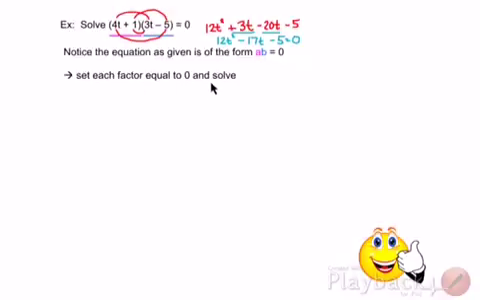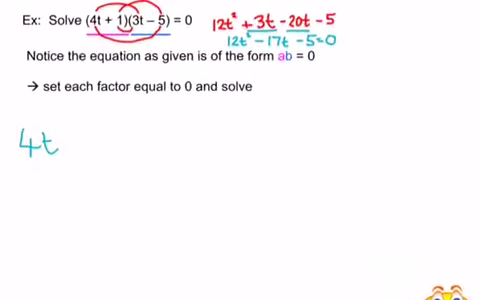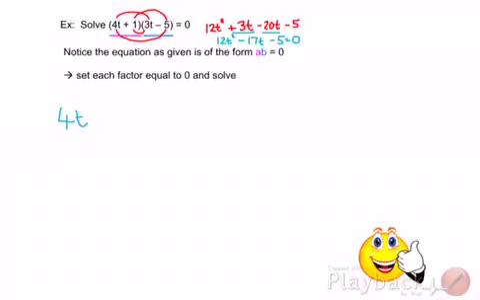So I'm going to set each factor equal to 0, because if two things multiplied together give you 0, then one of them has to be 0 or both of them have to be 0. So I'm going to let each factor, 4t plus 1, and then also 3t minus 5, equal 0. So first up, I'm just going to zoom in a little bit, guys, so I get better work with the pen. 4t plus 1 is equal to 0, or over here I'm going to do 3t minus 5 is equal to 0.